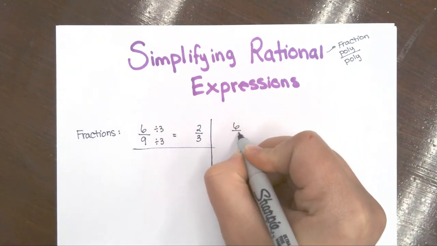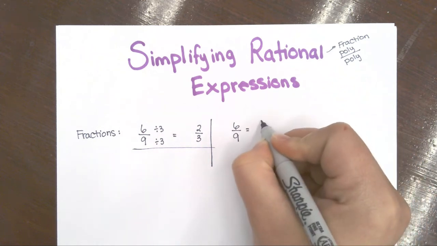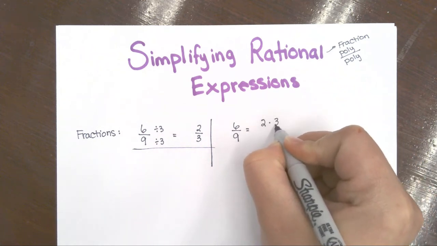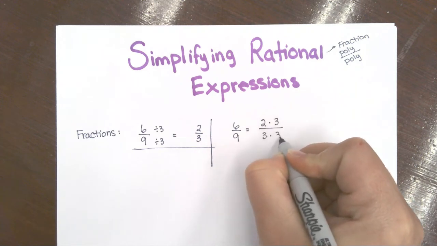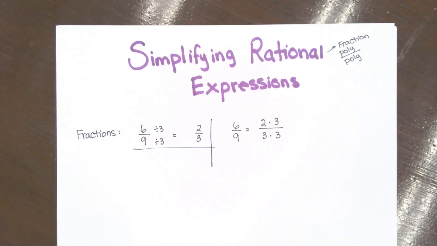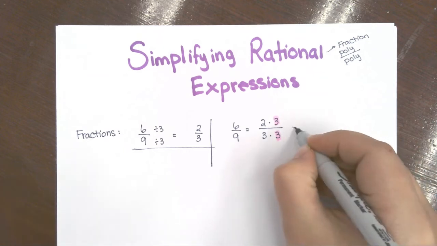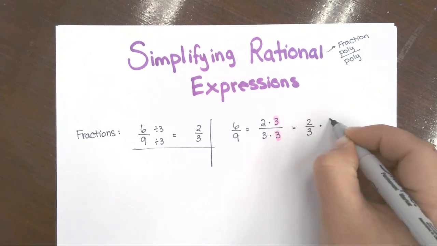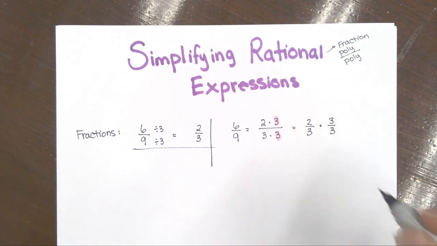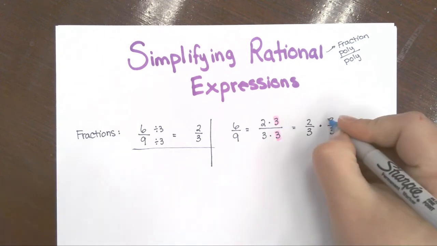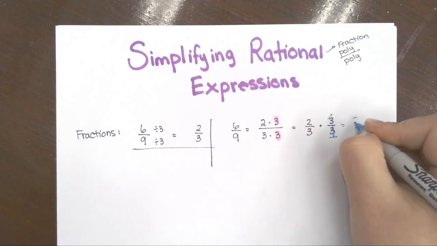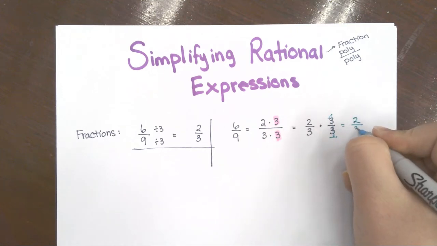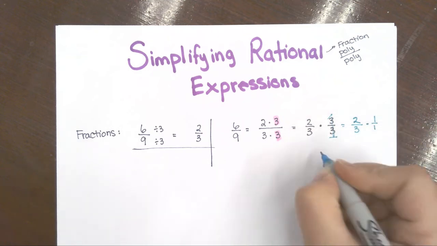So we have 6 over 9, and we're going to list out its factors. We have a 2 times 3, and we have a 3 times 3. When we factor 6 and 9, we notice that we have a 3 on top and a 3 on the bottom. This only works with multiplication. If you have addition and subtraction, this will not work. So that means we have a 2 divided by 3 times a 3 divided by 3. Well, a 3 divided by 3 is just 1. So here's your big 1. That means I have 2 divided by 3 times 1 over 1, which means 2 divided by 3.